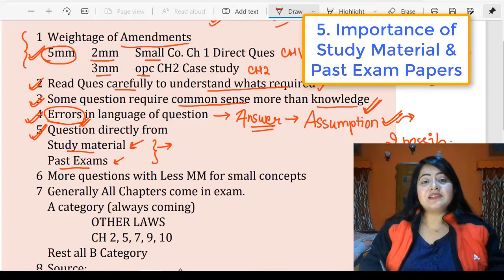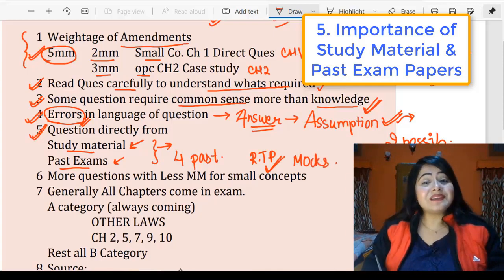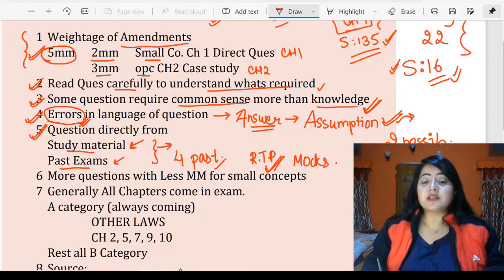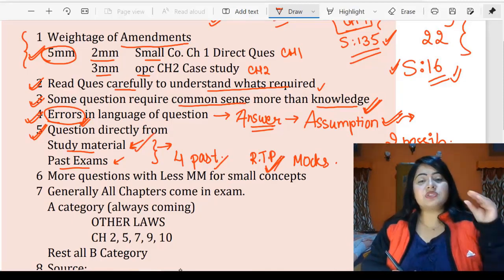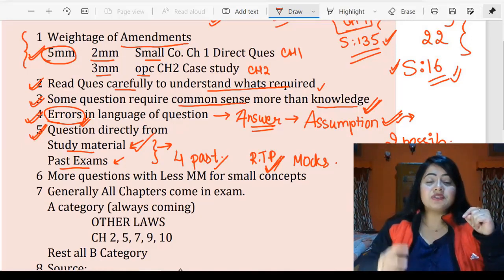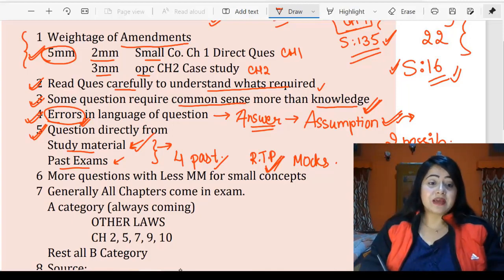And along with that, at least do 4 past exam papers. Along with that, if you can do RTPs, that is revision test papers, then please make sure you do them also. If you're able to solve mocks, then please solve them also. If you're lucky, the questions are going to come directly as it is from these revision test papers, past exam papers, and also the study material. Now when I say study material, it includes the examples that are stated inside the study material, as well as the questions that are stated at the back of the chapter. Both of these are equally important for your examination.